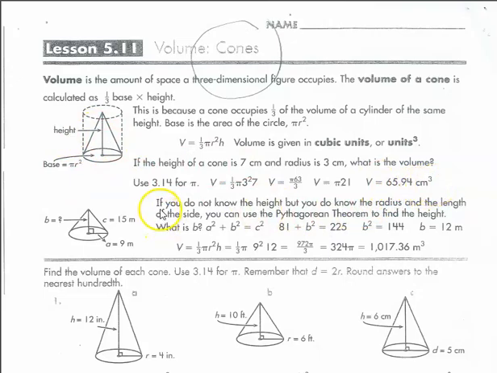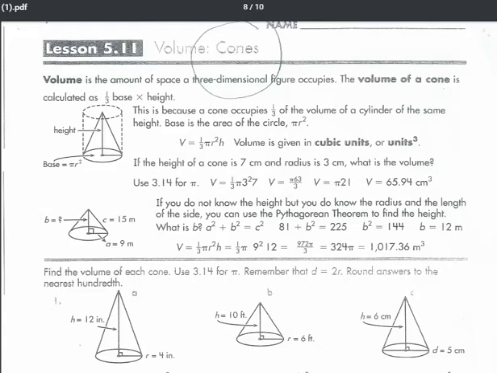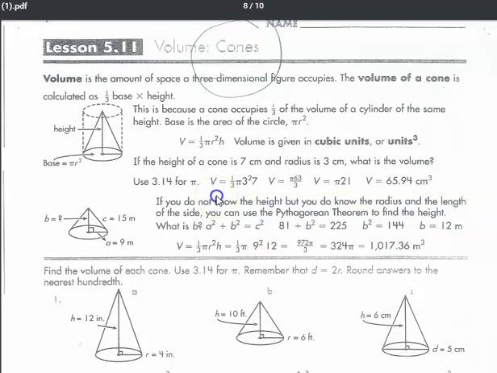Now let's see this one. If you do not know the height, but you do know the radius and the length of the side, you can use the Pythagorean theorem to find the height. We have not learned this yet, so I want you to cross this off. You're not doing this portion of the problem. I'm going to cross it off, and you cross it off on your chart as well. So we are not doing this second thing right here. Only these types of problems.